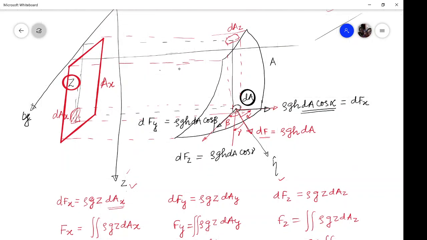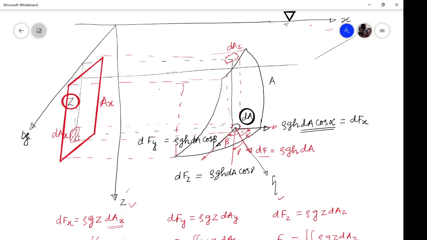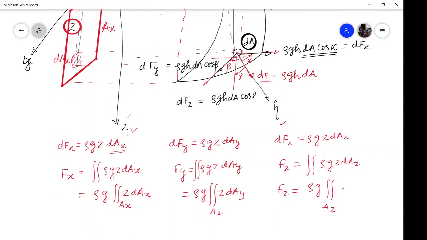And this is rho g times the integral, onto the plane. Okay, so what is that plane? Let us say something like this. So this is the projected plane Az. Okay, so this is the integral over Az of z dAz.